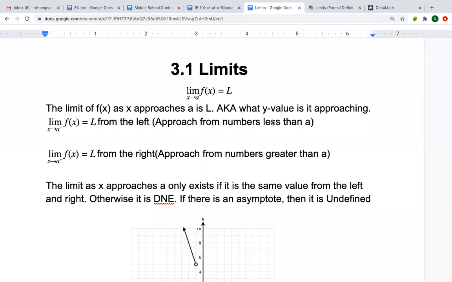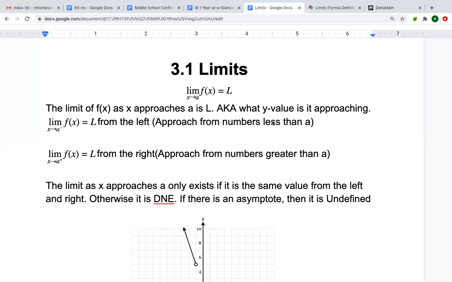Okay, so we're going to start off our calculus unit by talking about limits. This notation might look a little bit different, but it's pretty easy to read. It reads: the limit of f of x as x approaches a is L. Basically, if we look as x approaches some x value, if we plug in a number, what y value would it be getting closer to? What y value is it approaching?